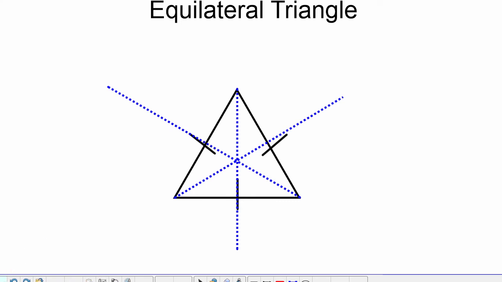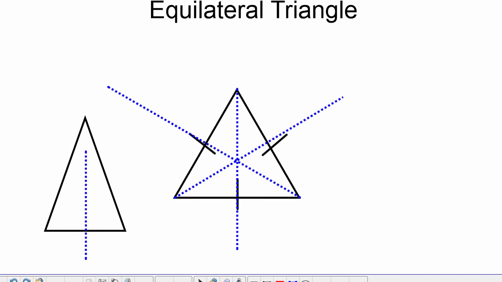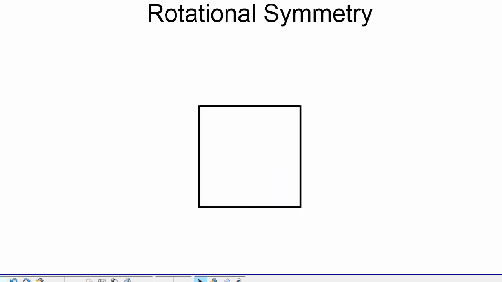Not all triangles do. For example, if you had an isosceles triangle, okay, that would only have 1 line of symmetry, going straight up like that. Okay, so an equilateral triangle has 3 lines of symmetry. Other triangles, you just have to sort of draw them on and see if that works. An isosceles has 1.